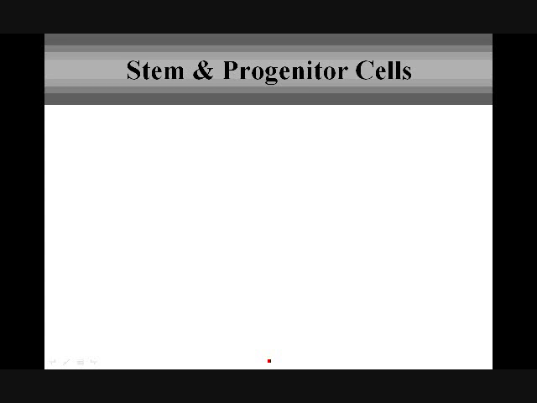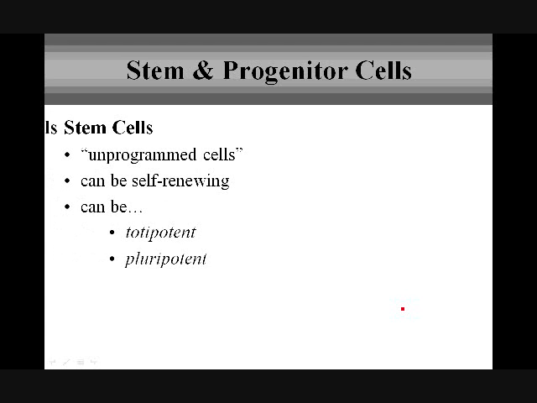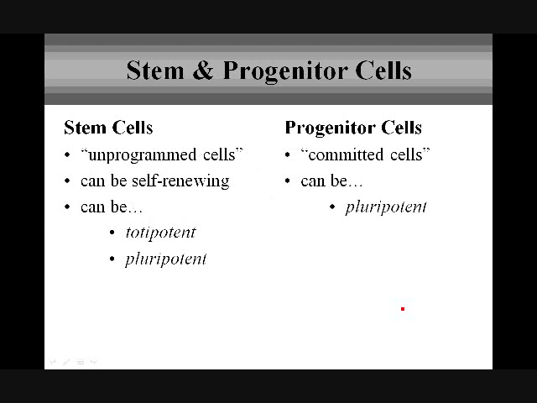Then we can move into talking about stem and progenitor cells when we're done talking about the control of the cell cycle and cellular division, because if we're going to talk about cell differentiation and controlling cell division, it's important to talk about where all of these cells are ultimately coming from. An important thing for us to recognize is the idea of stem cells versus progenitor cells, and how they differ from one another.